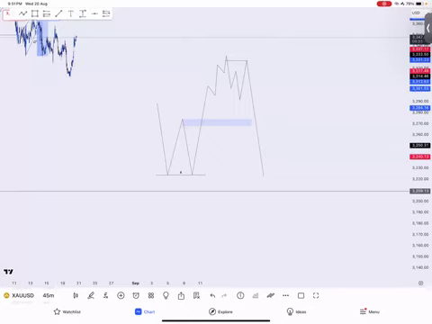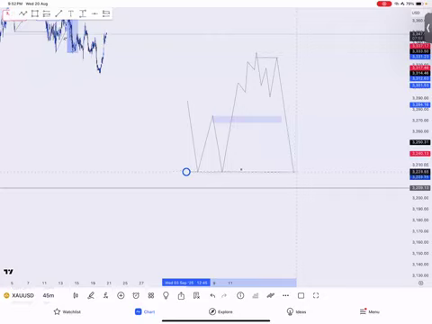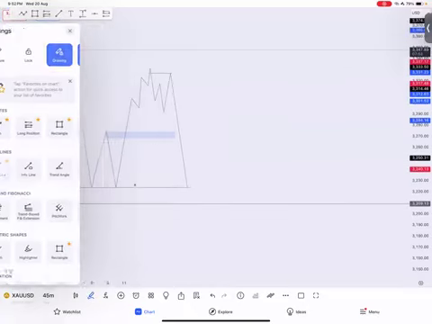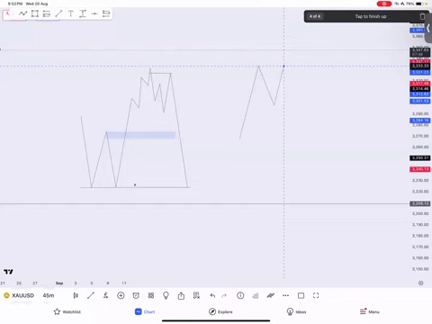But if you see it, it's still good to know that when price gives you a relative equal low, it means that there's liquidity on the downside of that chart. And if it gives you a relative equal high, then there's liquidity on the upside of the chart.